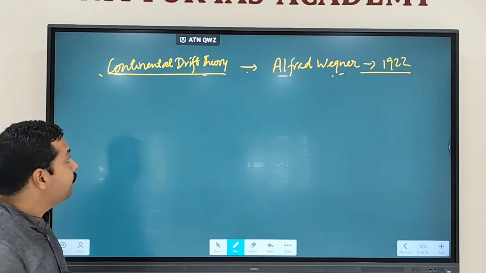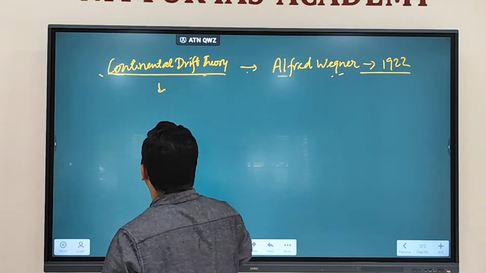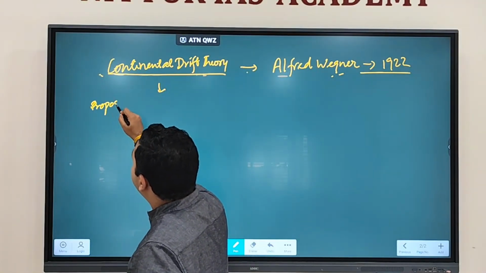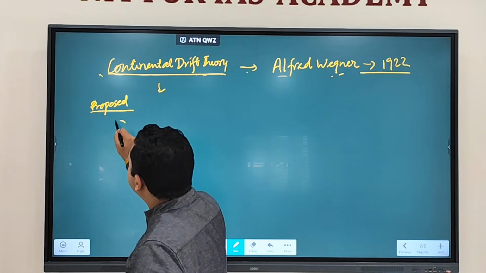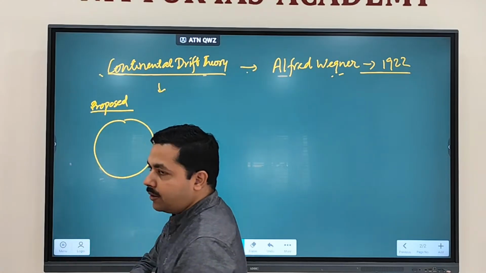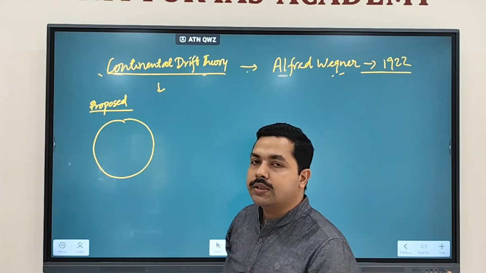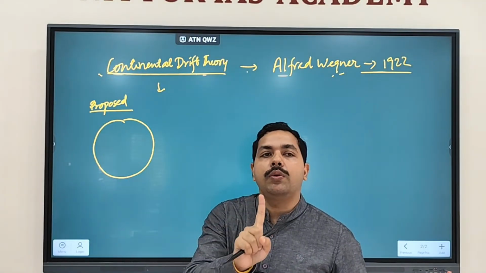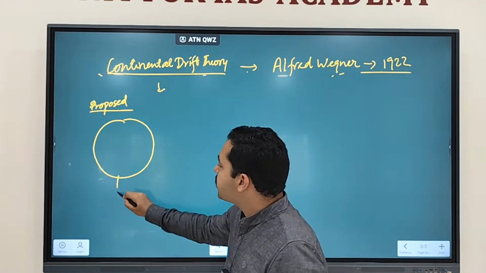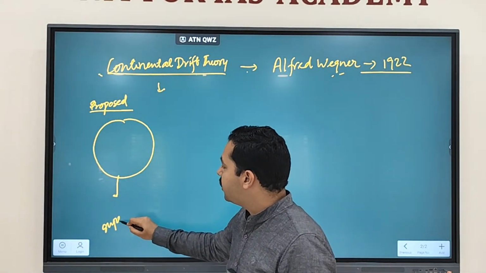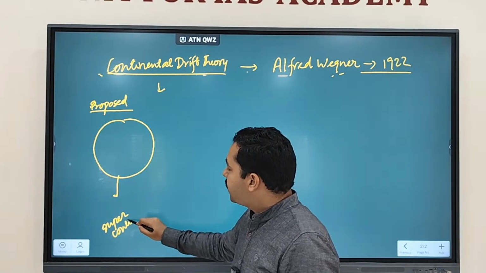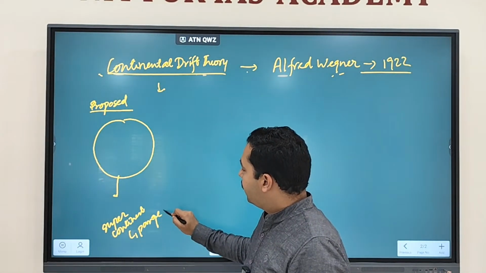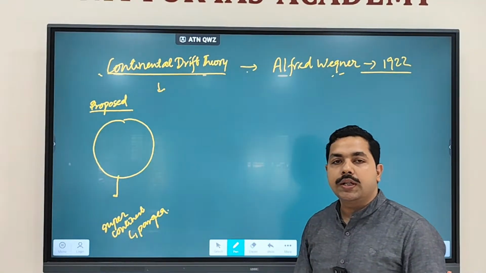Clear? So what Wegener proposed in the continental drift theory was that initially the Earth had a single landmass. Initially the Earth did not consist of 7 continents. It consisted of only one continent, and this is called a supercontinent. He called it a supercontinent, and the supercontinent was referred to as Pangaea.